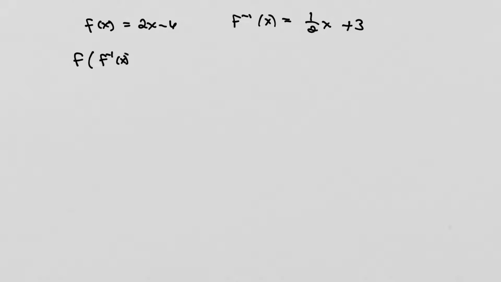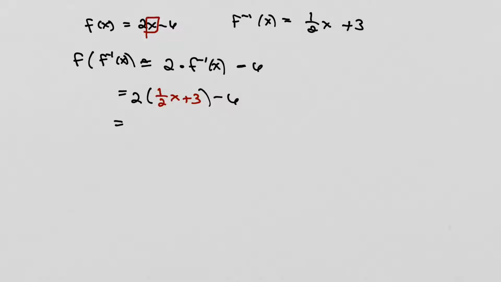So I claim that if I had this function f of x equals 2x minus 6, the inverse turned out to be 1/2 x plus 3. So let's see what happens when we plug each of those into it. Check their composition. So what is f of f inverse of x? What that means, again, is everywhere we see an x, let's make it f inverse. So this is going to equal 2 times f inverse of x minus 6. And f inverse of x is 1/2 x plus 3.